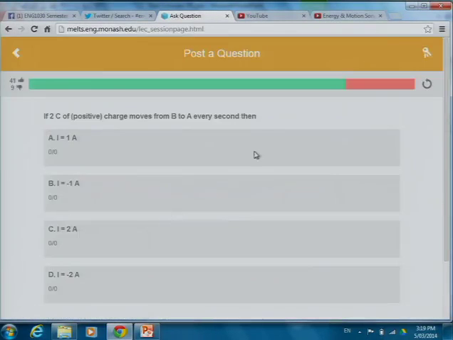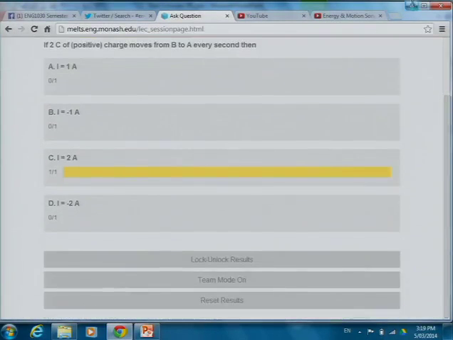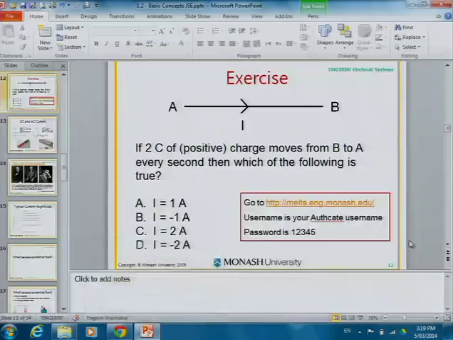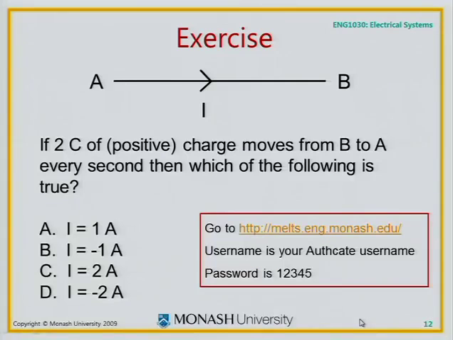There we go. If 2 amps, is it locked, unlocked? Oh, it's unlocked. All right, so we'll hide that. There's the question. If 2 coulombs of charge moves from B to A every second, then which of the following is true? Is the current 1 amp, minus 1 amp, 2 amps, or minus 2 amps? Is that what I is?